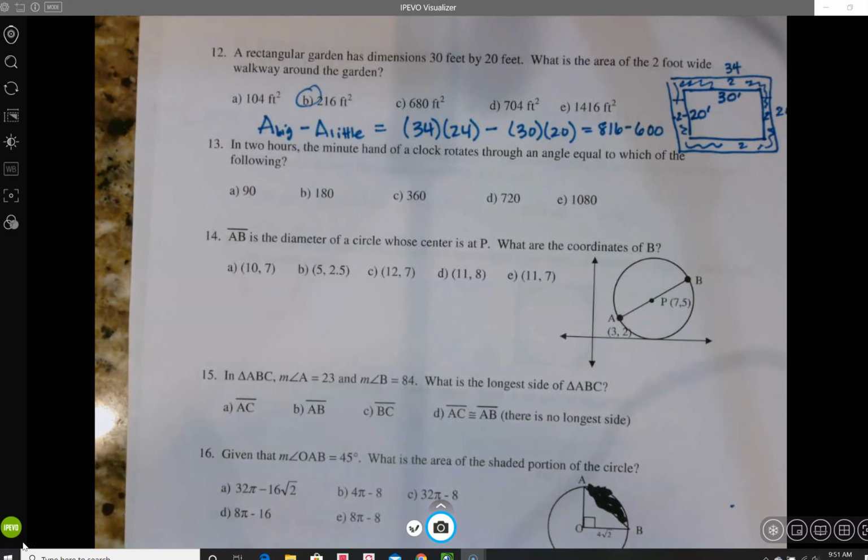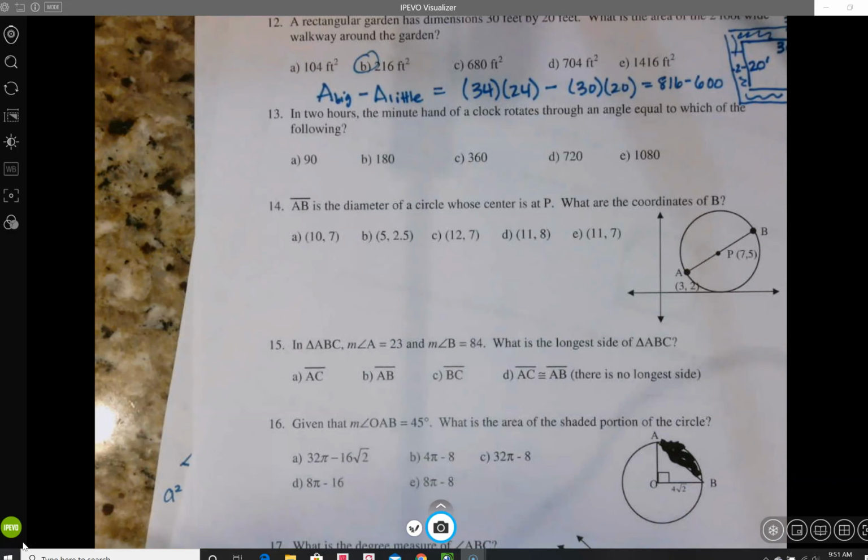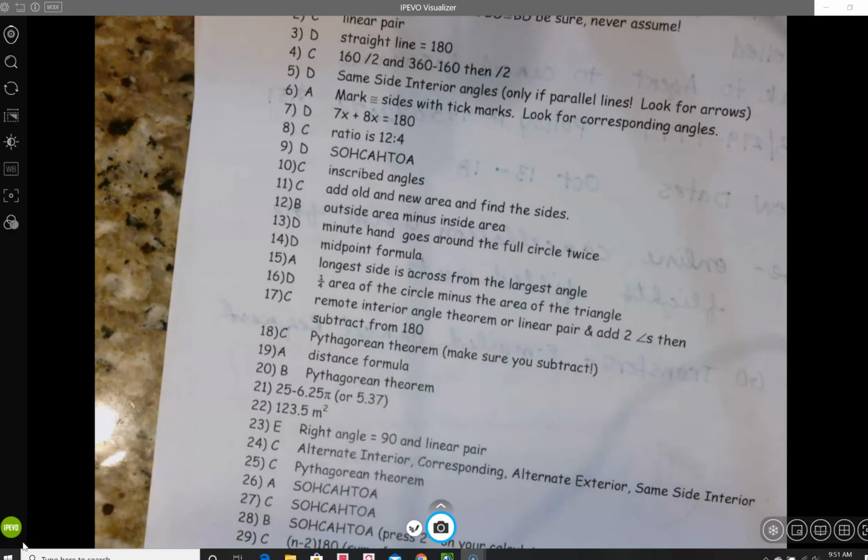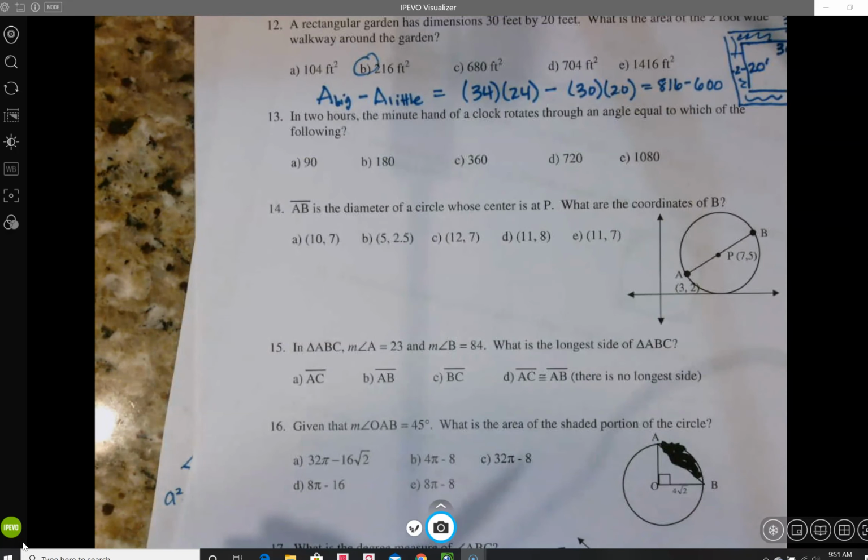So that is how I would approach that problem, and I'm just looking for my answer key here. I don't know what I did with it. So number 12B is correct, and the description is outside area minus inside area. So that's exactly what we did. I called it big and little, but you can think of it as outside and inside.